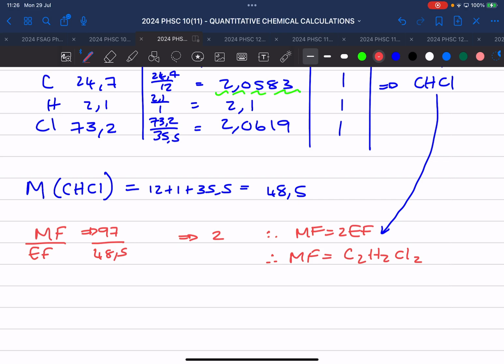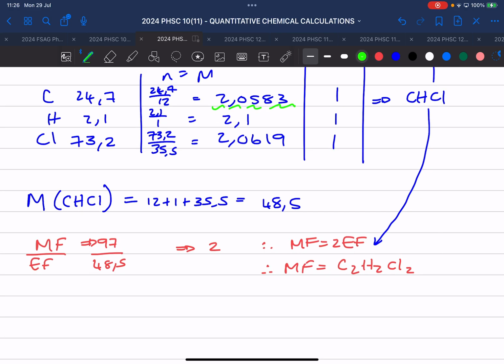This will count 1, 2, 3, 4, 5, 6, 7 marks. And remember, who sets up your question paper for September? I do. 7 marks. Good question.